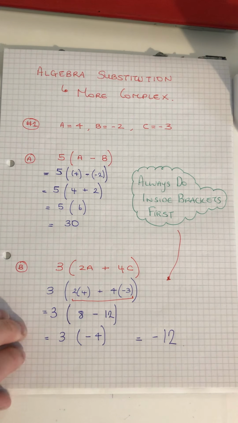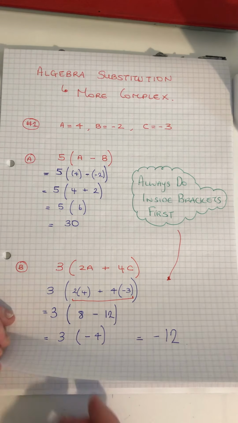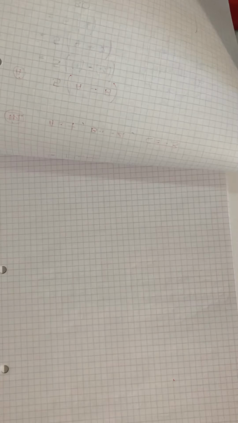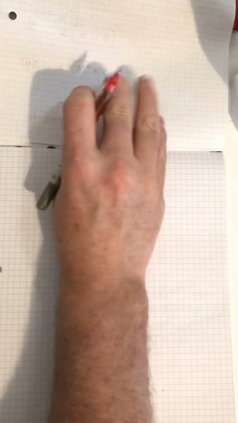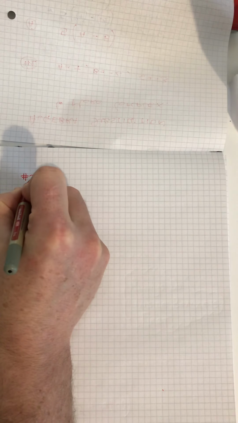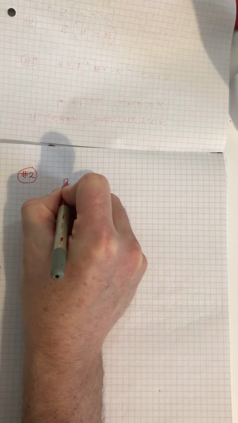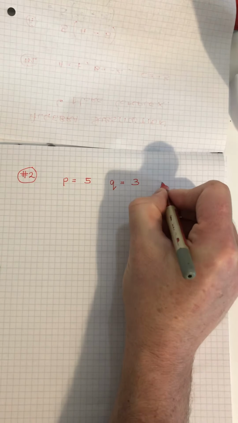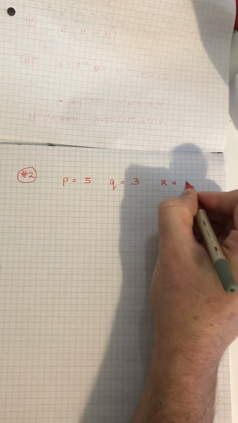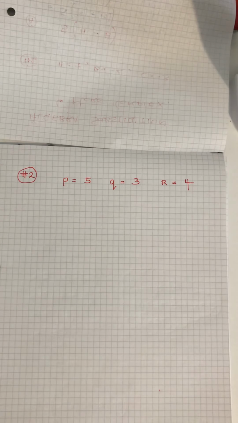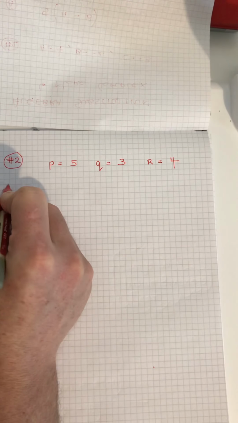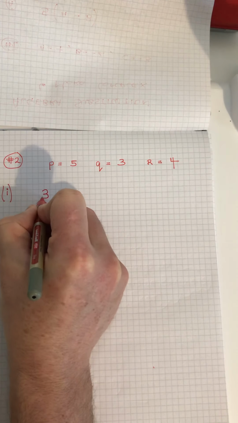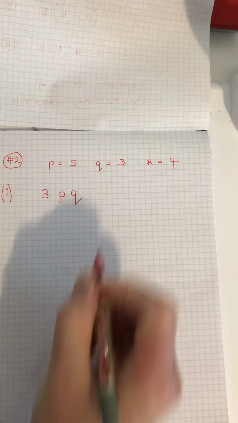Okay, now what happens if we have something like this? So this time I'm going to call this number 2. Supposing I have P is 5, Q is 3, and R is 4. Okay, so again I'm going to go part 1. What happens if I have 3PQ?